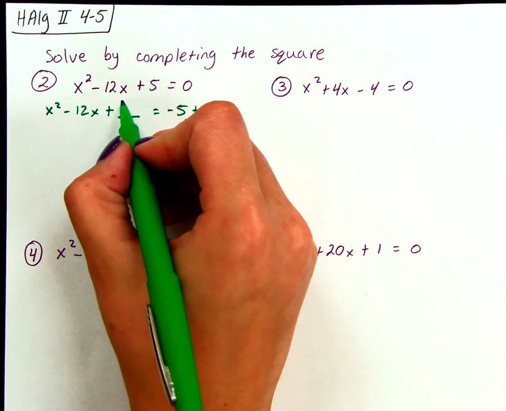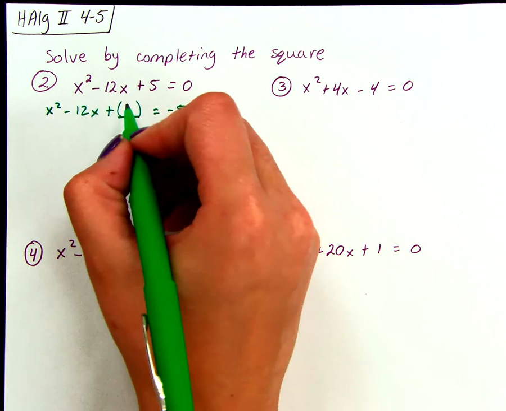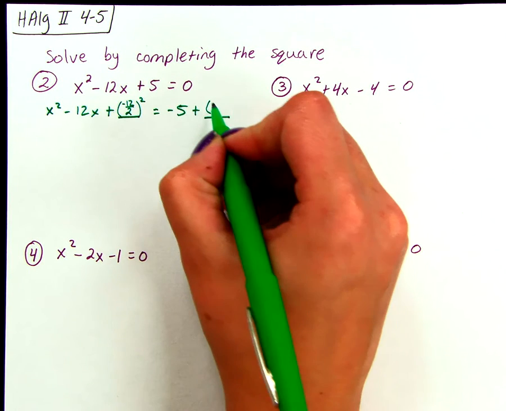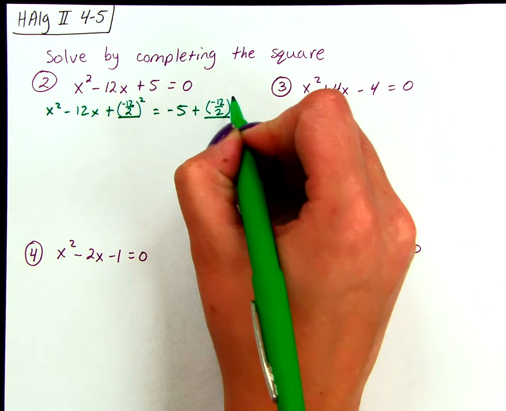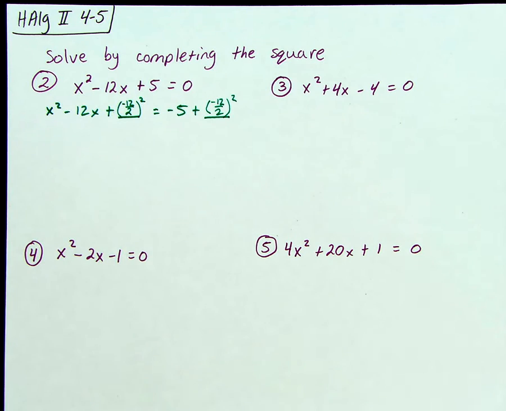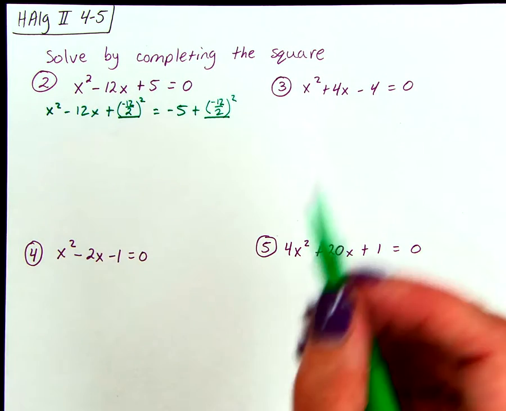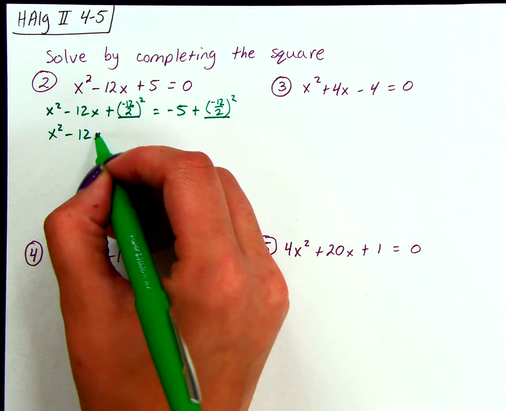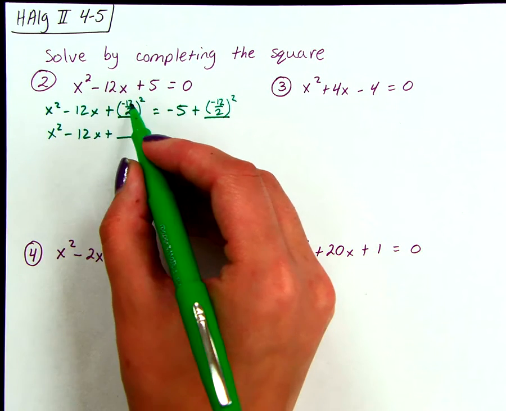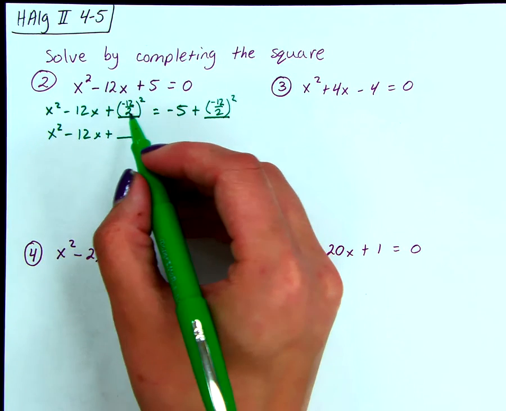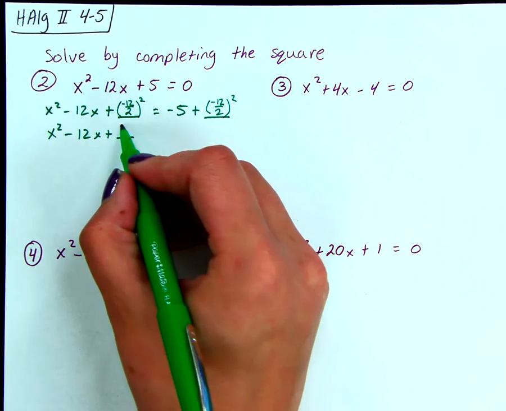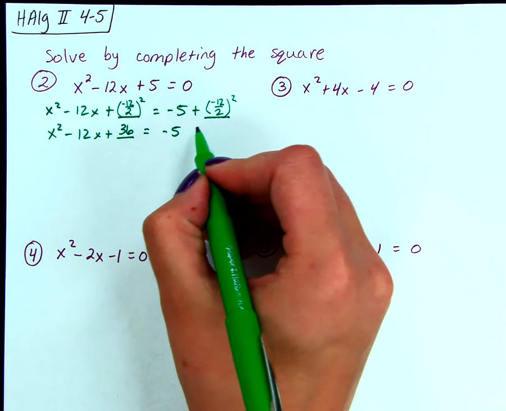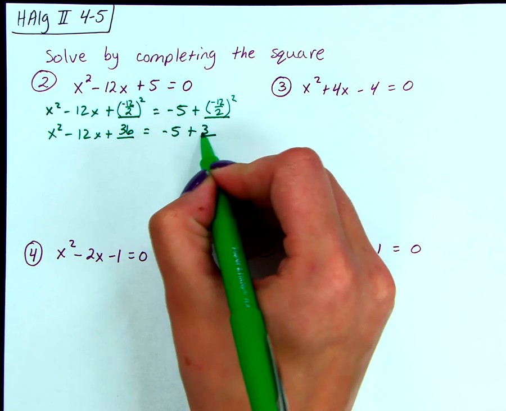So to complete the square, we take half of the middle term, so negative 12 divided by 2, and then we are squaring that. So negative 12 divided by 2 squared. All right, so to simplify, next we would have x squared minus 12x plus, so negative 12 divided by 2 is negative 6. Negative 6 squared is 36. And then negative 5 plus 36 again.